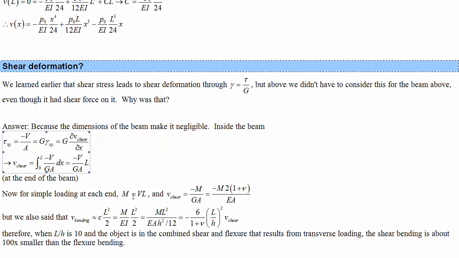For simple loading at each end, we're going to have a moment that's maybe not exactly equal to shear force times the length, but on the same order of magnitude as this, depending on the type of loading that you've got. So the shear displacement, substituting in the moment so that we can compare the two, is going to be on the order of moment times 2, 1 plus nu over E, where we've also substituted in what shear modulus is in terms of Young's modulus.